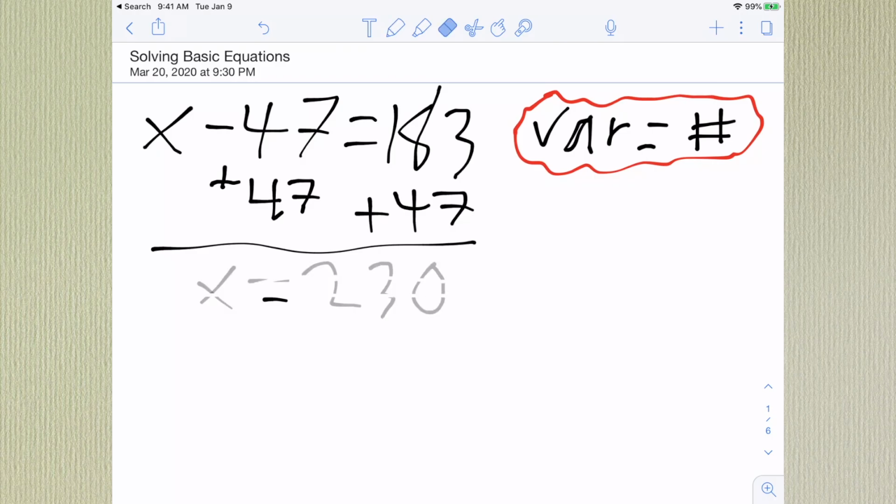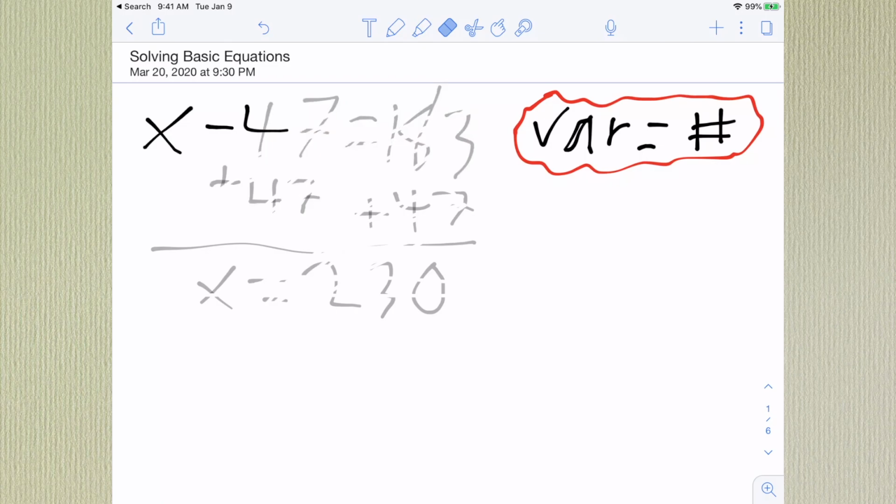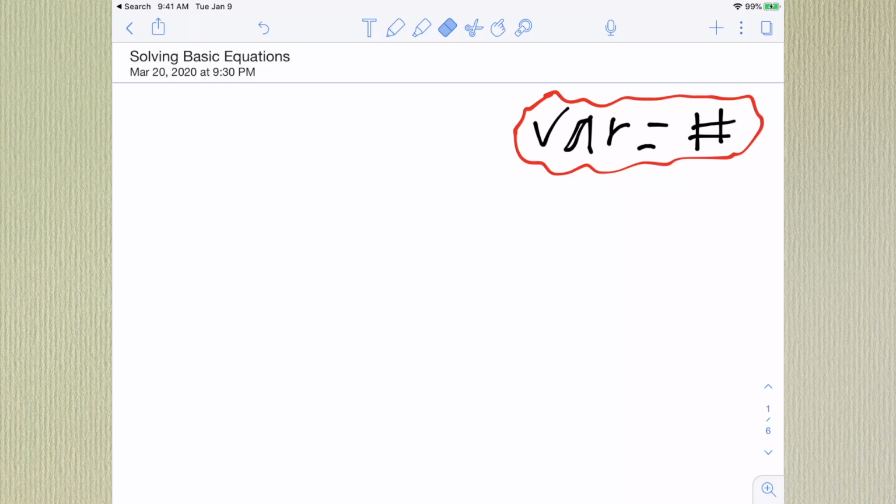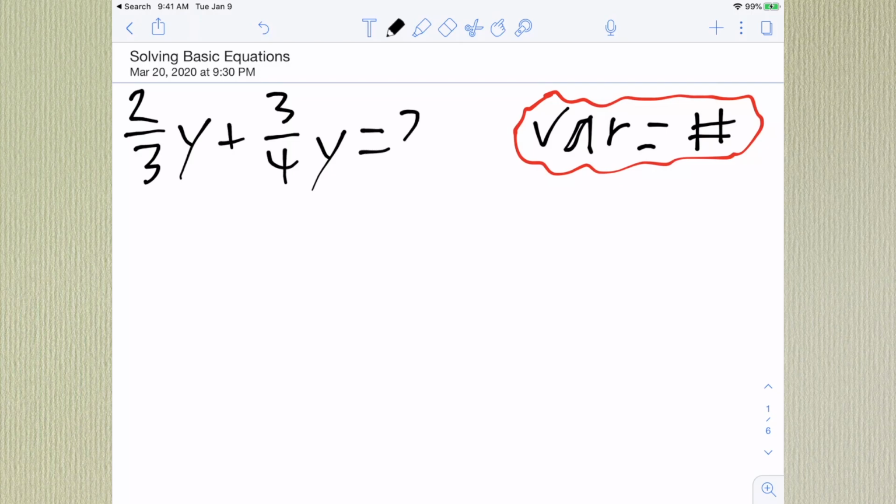We are going to try the same strategy using fractions. So here's our problem. 2/3 y plus 3/4 y equals 34. Now, this may seem too hard, it may seem like a lot, but let's think this through. We want one variable to equal a number. We know the y's can be combined as they're like terms, if you remember from last video.